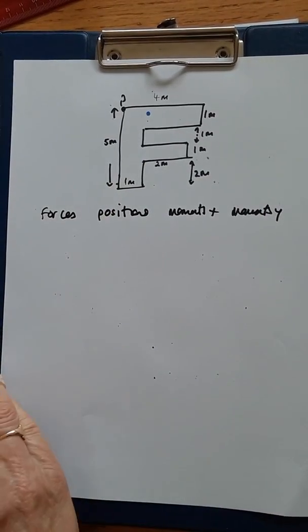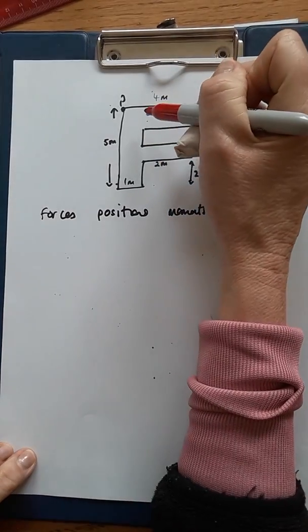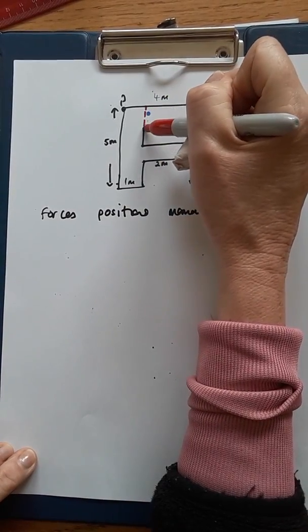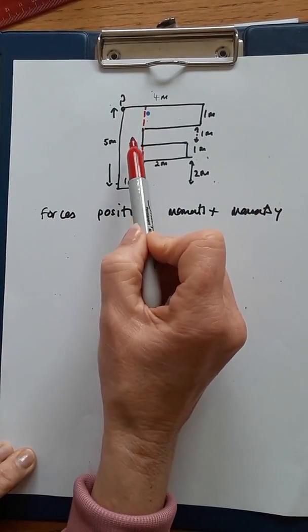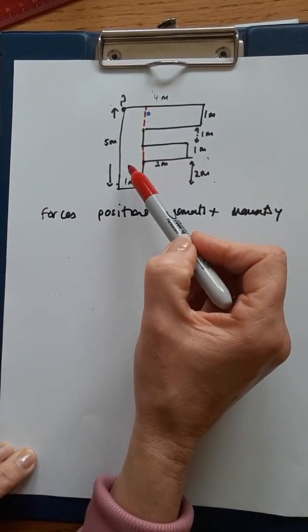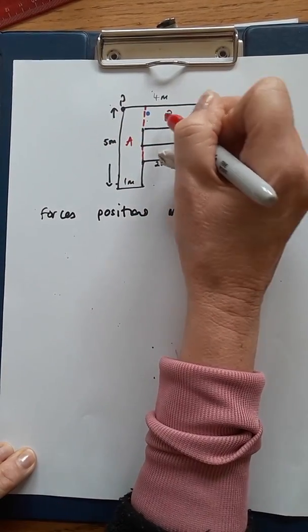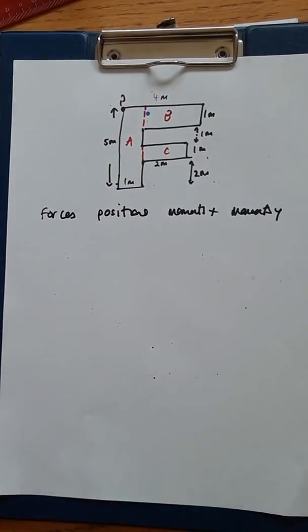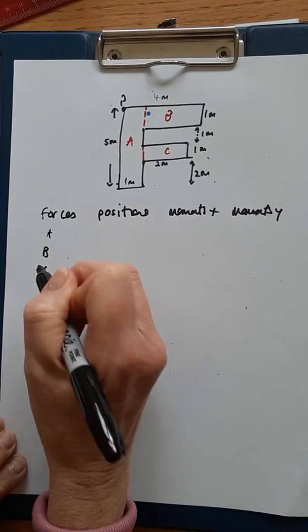I'm going to divide that shape into three manageable pieces. So I'm going to drop a line down here. So now what I've got is three rectangles, which is easy to find the centres of gravities and the areas of. So I'll mark them A, B, C. And I'll set up my table based on those three shapes. So A, B, C and my three shapes.